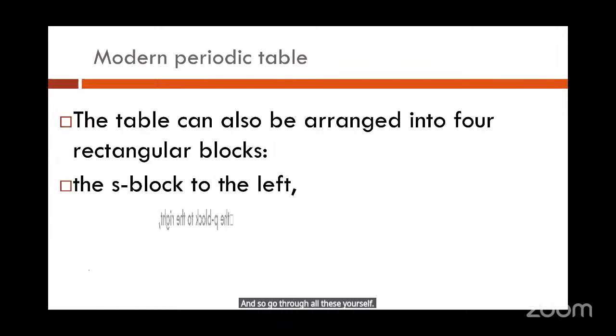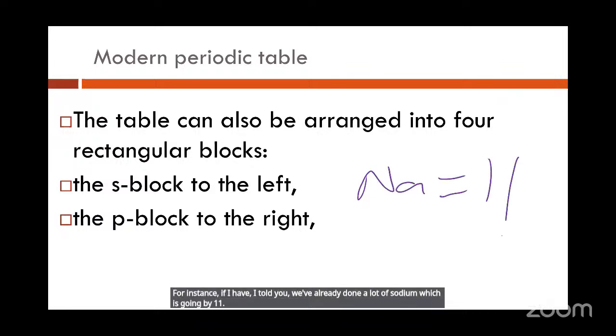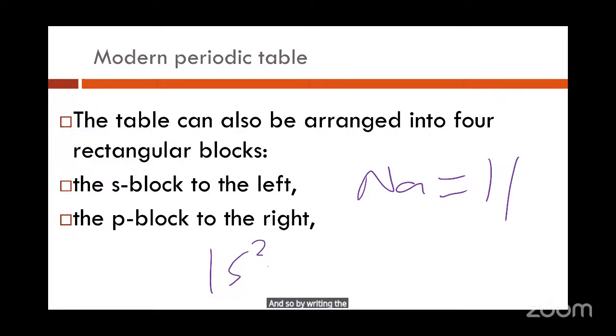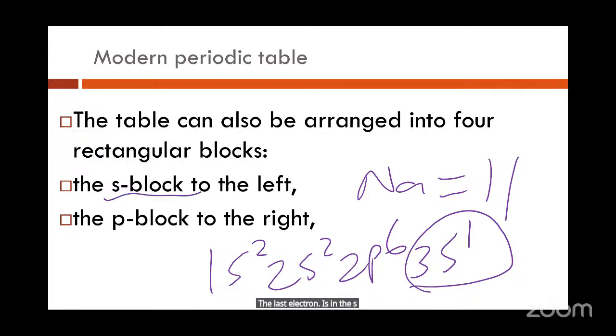The only thing I want to add to it is that from the periodic table and from our electronic configuration, for instance, we've already done that of sodium, which is number 11. By writing the electronic configuration, we say 1s2, 2s2, 2p6, 3s1. The last electron is in the s, so it is an s block element.